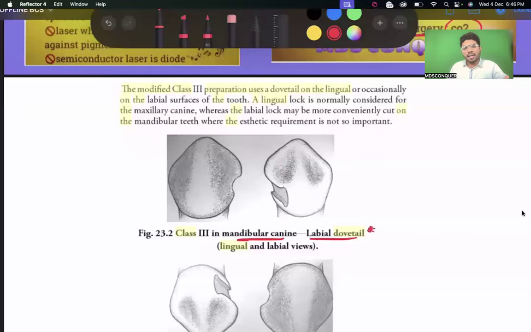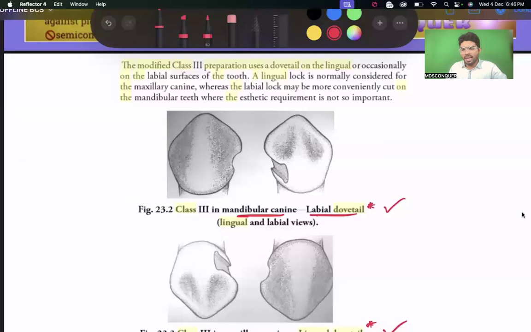So modified class 3 regularly has a dovetail, which they extend either on the lingual side, that is the palatal side, or sometimes on the labial side. Particularly for a maxillary canine, this will be extended on the palatal side. For a mandibular canine, this dovetail will be extended on the labial side. Max, it is on the palatal side, whereas mandible, it is on the labial side. You have a question on this, so that is the reason I kept this diagram in front of you. Clear, guys?